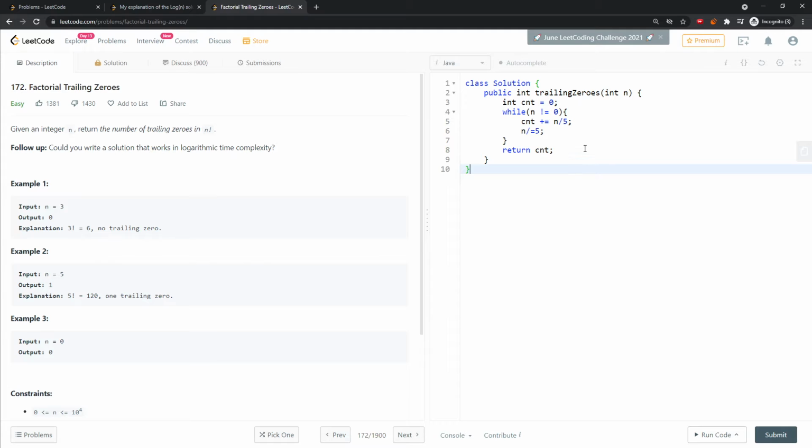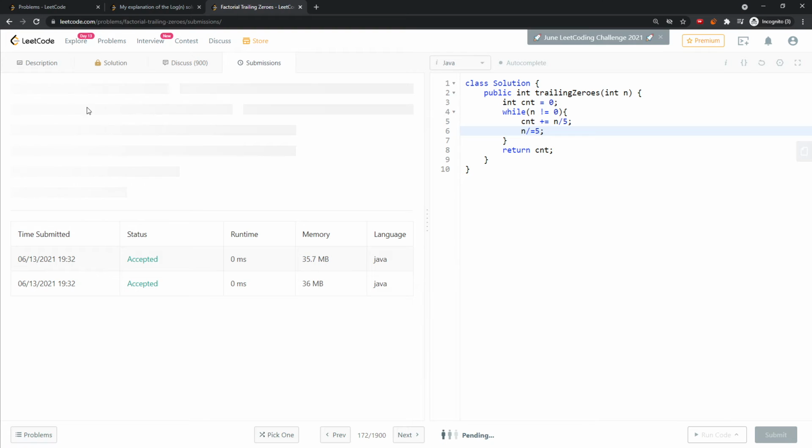Which means it's pretty straightforward. Just divide by 5 instead of dividing by 10, so you get the number of zeroes for the count, right? And then just keep dividing until n equals 0. If n is less than 5, the answer is actually 0, right? So the first zero appears when n is equal to 5. That will be the solution, and let's just run it.